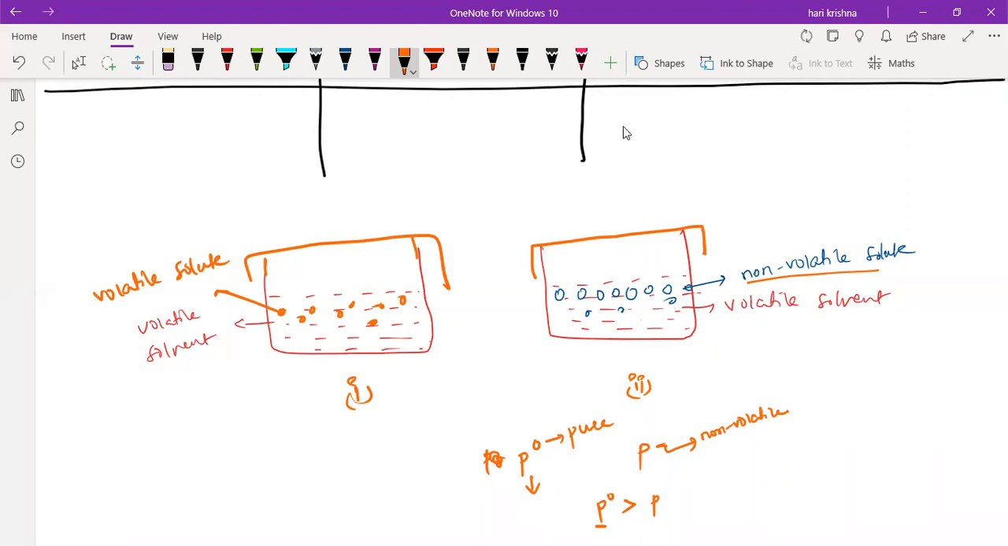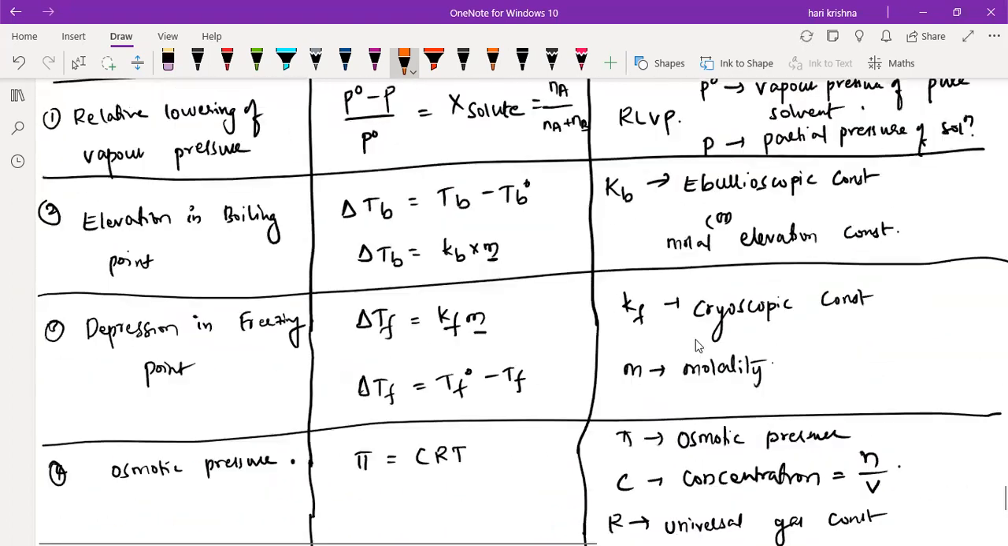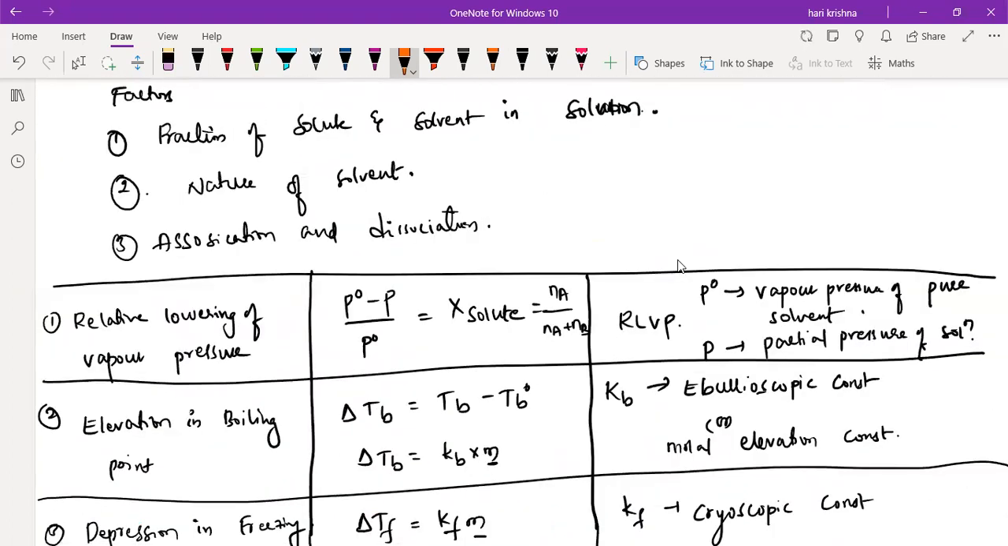Now, due to adding this non-volatile solute, the vapor pressure is decreasing or not? Decreasing. So see here, lowering of vapor pressure due to the adding of non-volatile solute. How much is it lowering? P naught minus P is the lowering. Okay, this much it is changing.